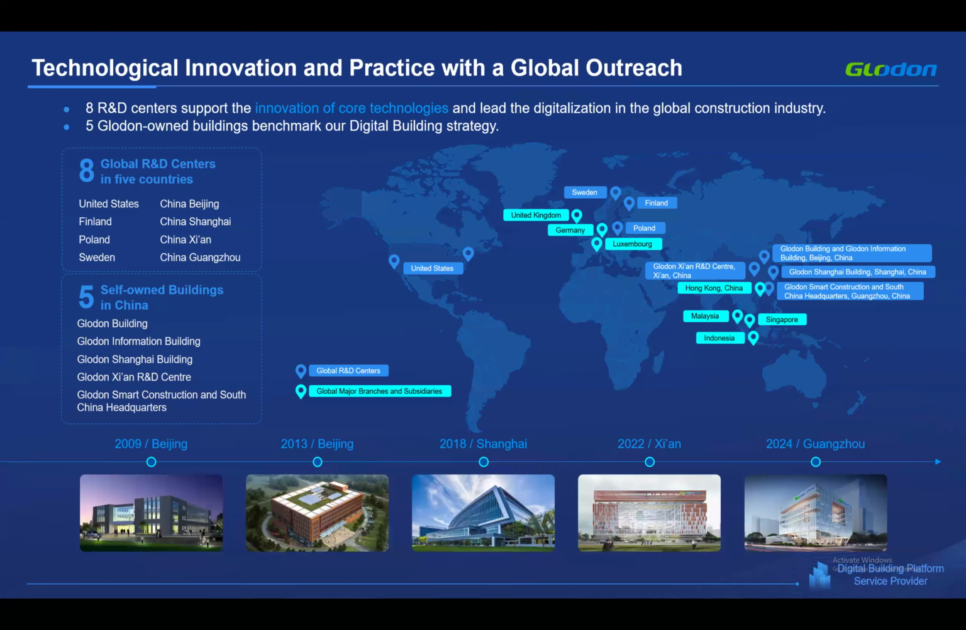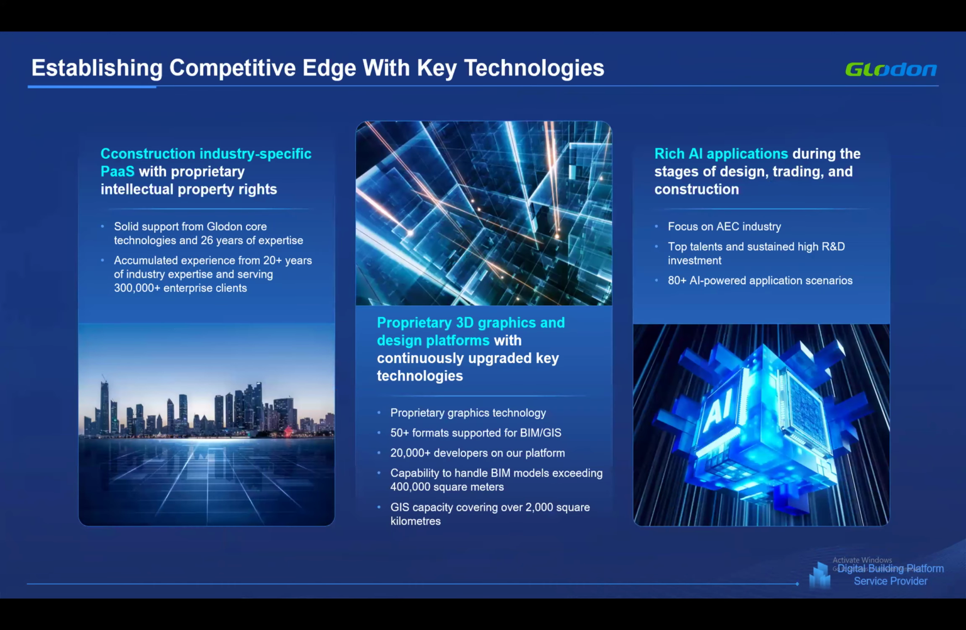We have used the most advanced technologies available in the world in order to develop this software. We have 8 R&D centers, located in the United States, Finland, Poland, Sweden and elsewhere, and we have 5 cell phone buildings. This is a very big company, and we have our own graphic platforms. Only 3 companies in the world have these graphic platforms. Glodden is one of them.